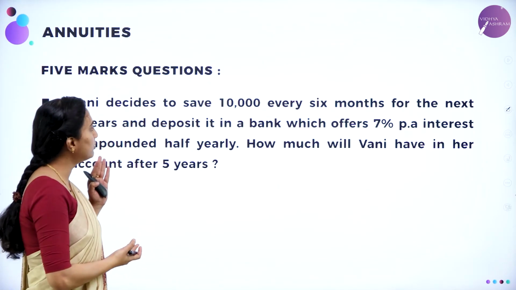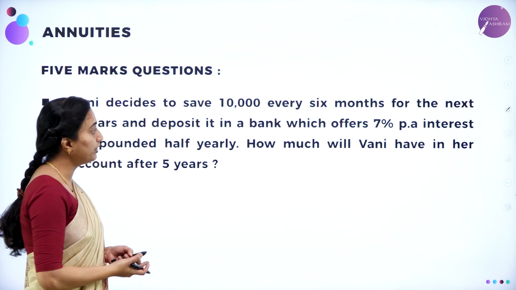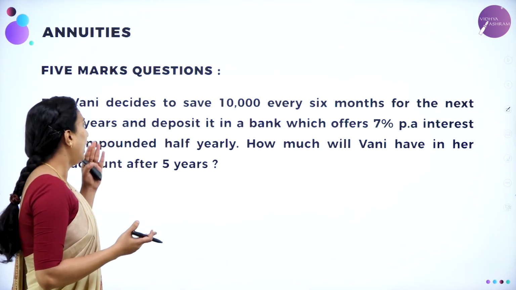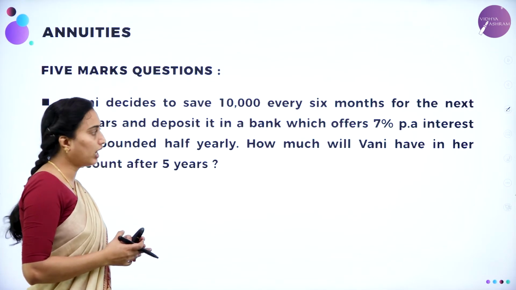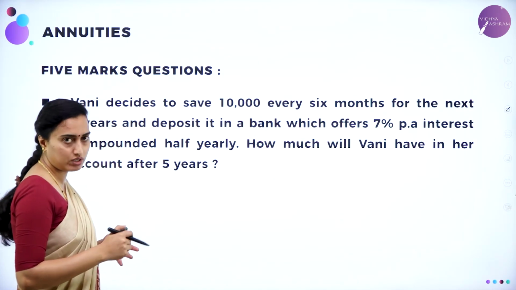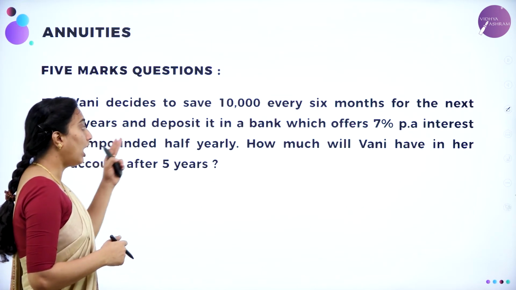Vani decided to save 10,000 every 6 months for the next 5 years and deposit it in a bank which offers 7% per annum as interest, compounded half yearly.